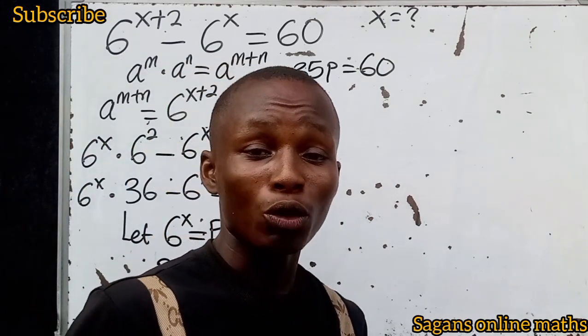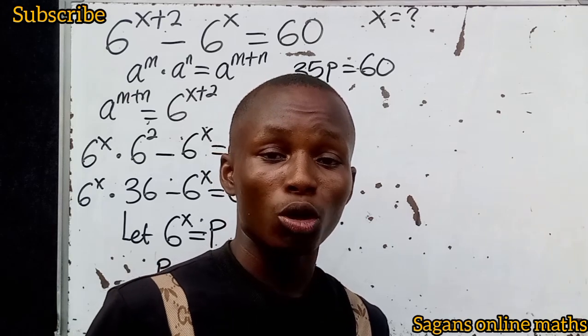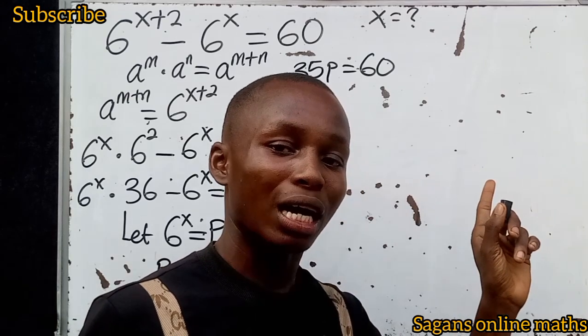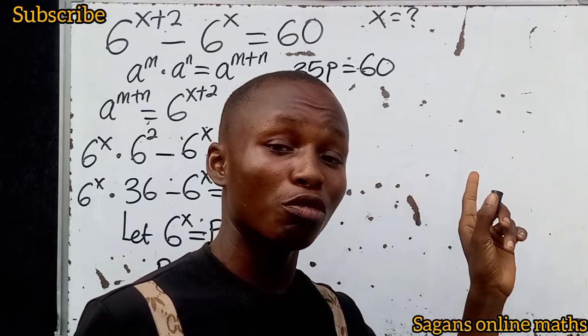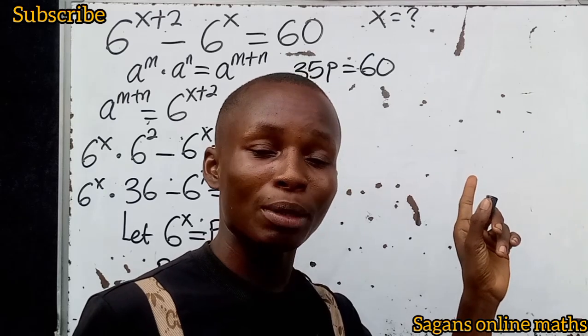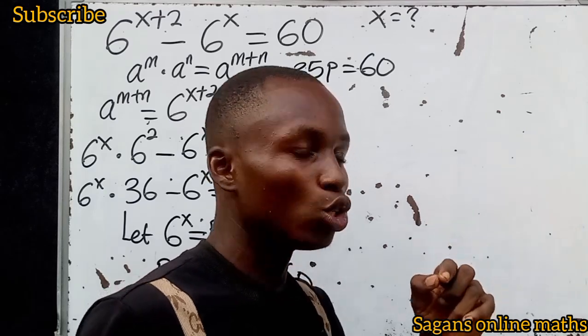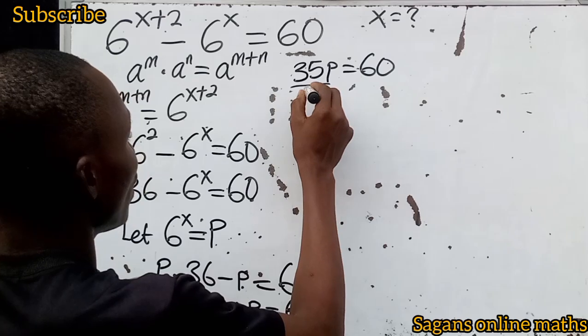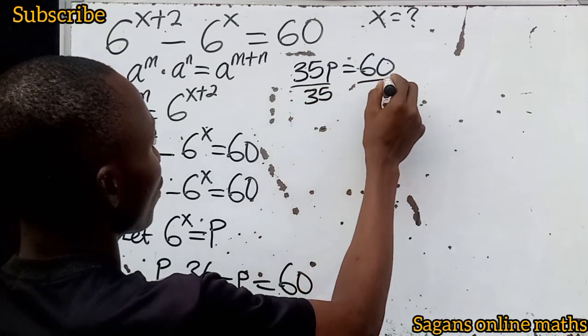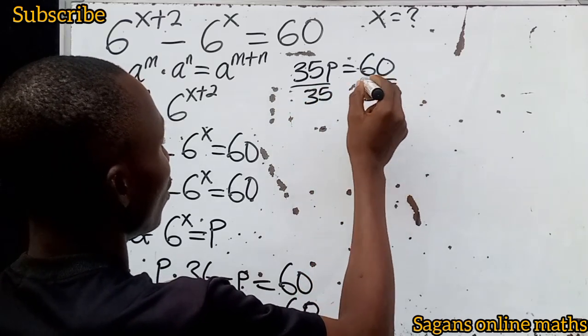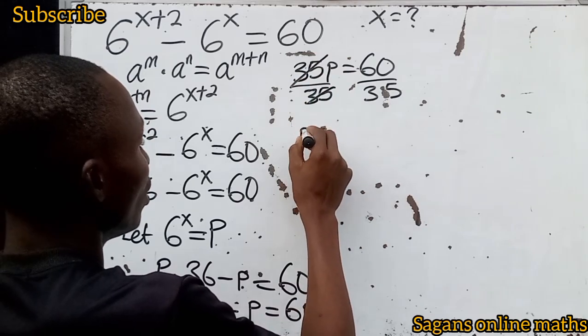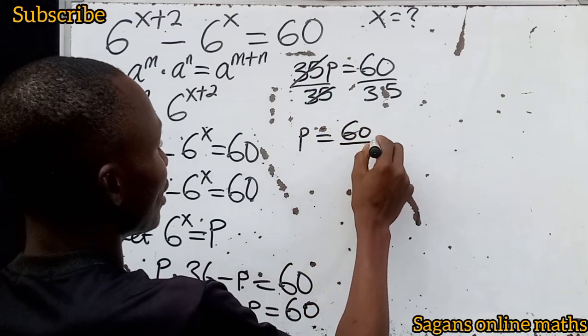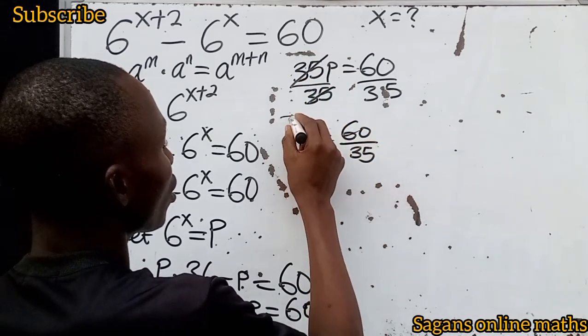Why are we solving for p? We are solving for p so that this question can be easily solvable. So what we are going to do here is divide both sides by the coefficient of p. Why are we dividing both sides by the coefficient of p? So that I can have the value of p. So if we divide here by 35, we divide here by 35 also, 35 will go out, then p will be equal to 60 divided by 35. This is the value of p.